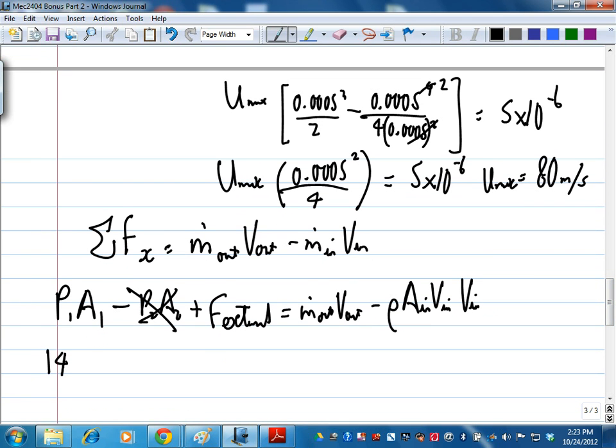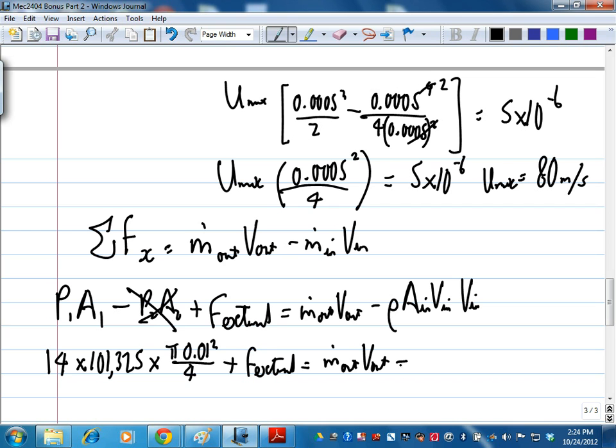Okay, so this one is 14 times 101,325. 14 atmospheres times area, which is 1 cm, is it? 1 cm, pi 0.01 squared over 4, plus F external equals 998 times area, pi 0.01 squared over 4, times V in, which is what? 0.4 meters per second squared. Okay? You all agreeable with this one?